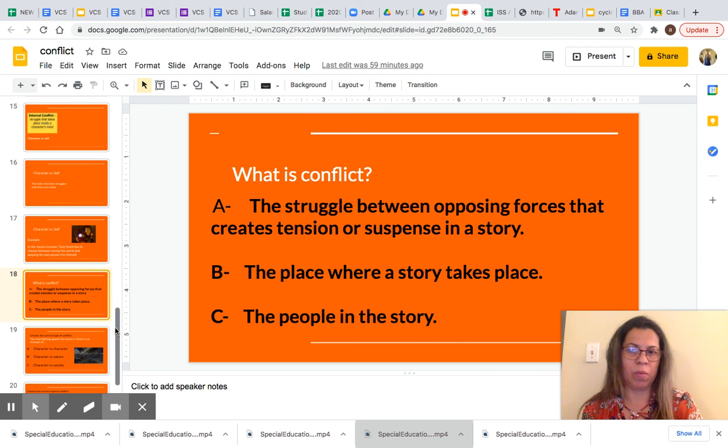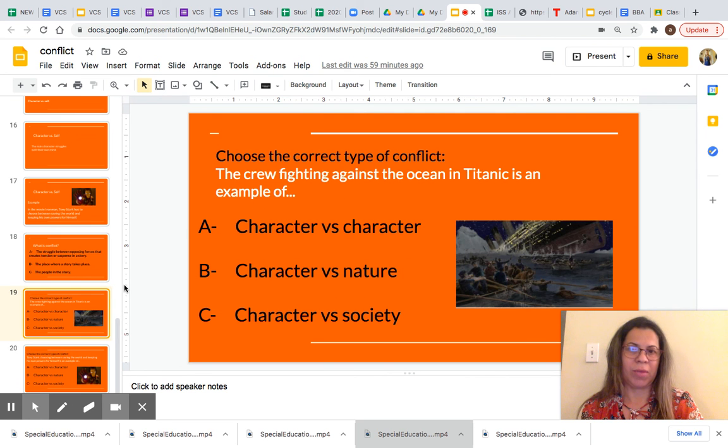Now we are going to look at two more. Choose the correct type of conflict. So I'm going to read the options and you are going to choose the correct answer. You are trying to figure out which is the correct type of conflict. So look at the image. The crew fighting against the ocean in Titanic is an example of A, character versus character. B, character versus nature. C, character versus society. Which one is the correct answer? You can pause this video and choose the correct answer.